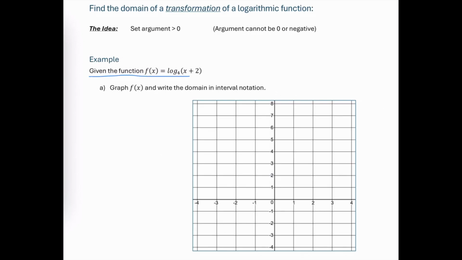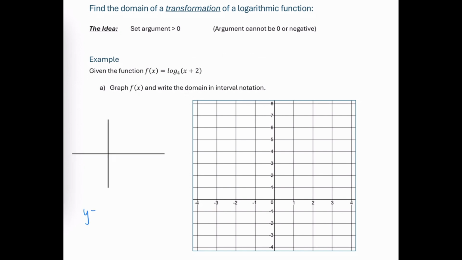Given the function f of x is equal to log base 4 of x plus 2, let's notice that this is going to be a transformation of that logarithmic function to the left 2 units. Let's first graph this function using transformations in order to visualize what the domain of this function will be.